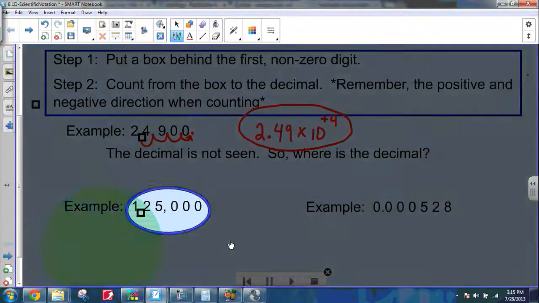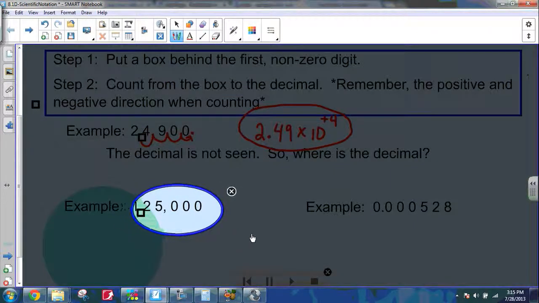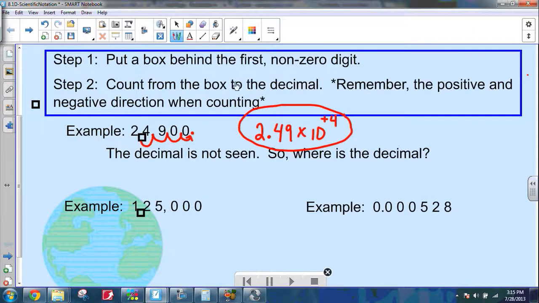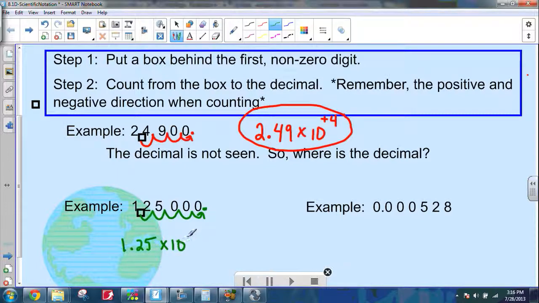Now, do you see your decimal? If you don't see your decimal, it's hiding behind the last digit. So that is behind the last 0 there. So we'll go ahead and mark it and make it visible. And now we need to count from our box to our decimal. We're going to go in a positive direction, so positive 1, positive 2, positive 3, positive 4, positive 5. So this answer will be 1.25 times 10 to the positive 5.